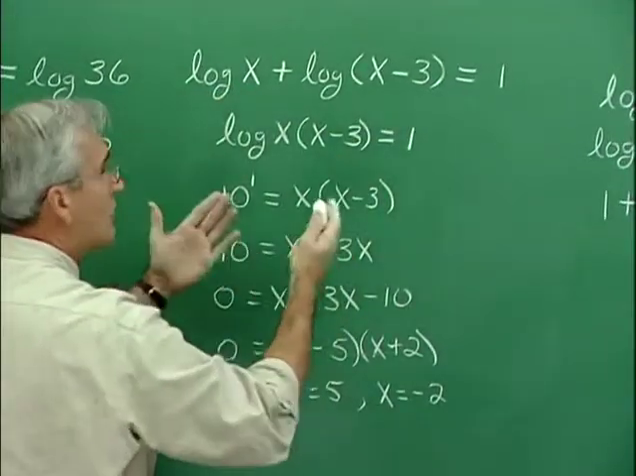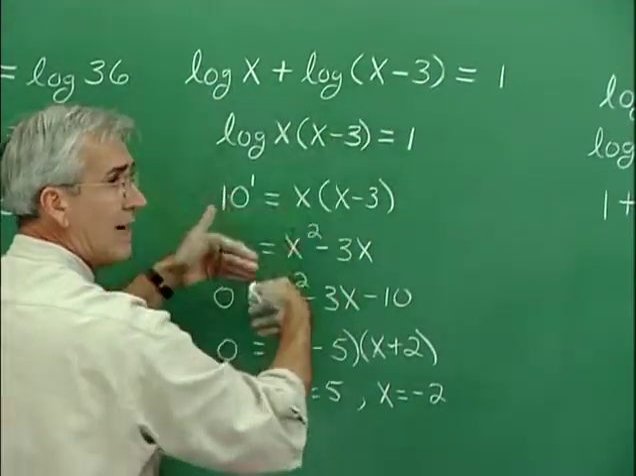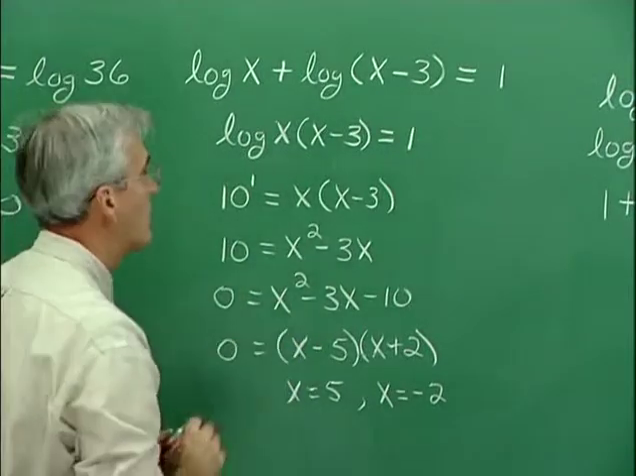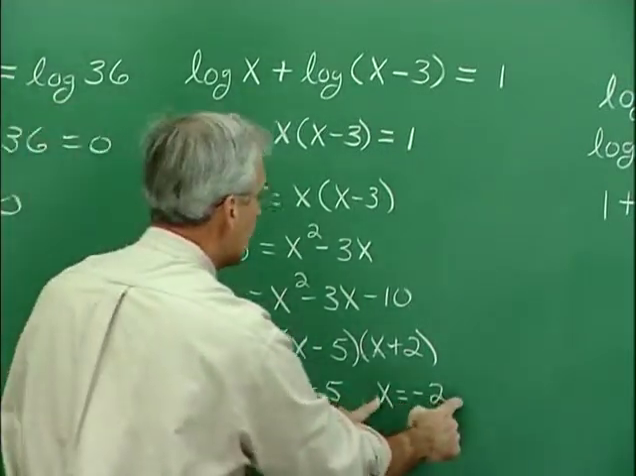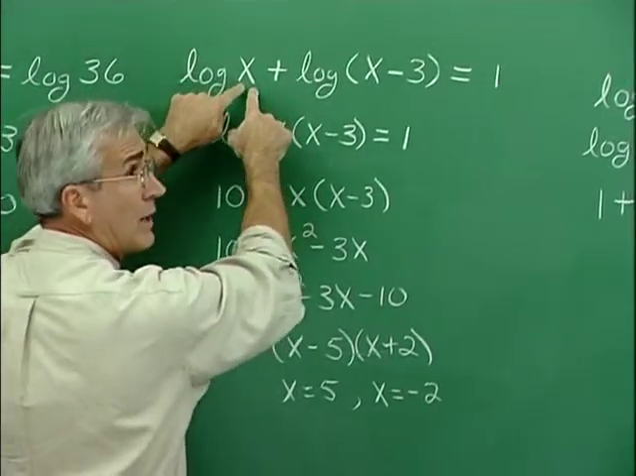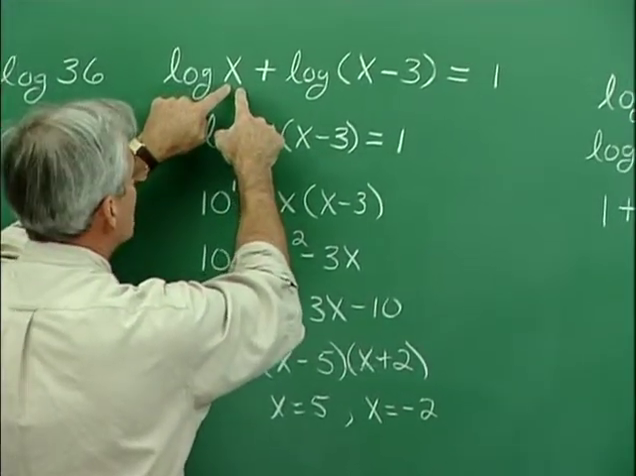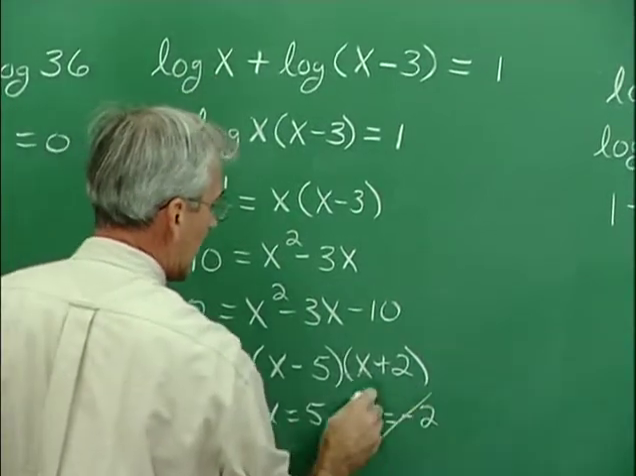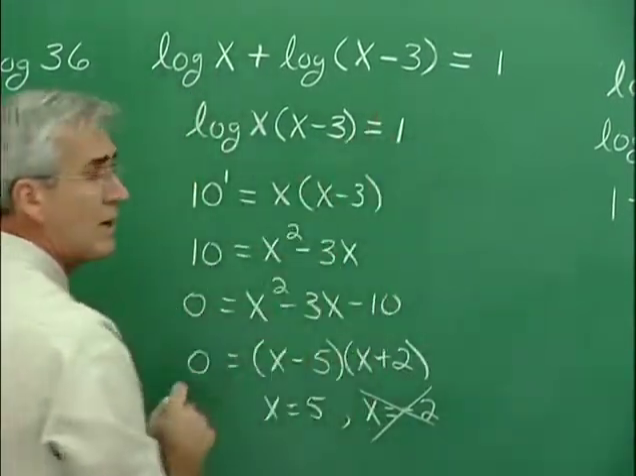We could actually evaluate using the calculator to see if 5 is a legitimate solution, but it does turn out to be one. Now, for x equals negative 2, though, we have a problem because we have the logarithm of a negative number when x is replaced with negative 2. So we have to throw out this solution. This is not a legitimate solution of the original equation.